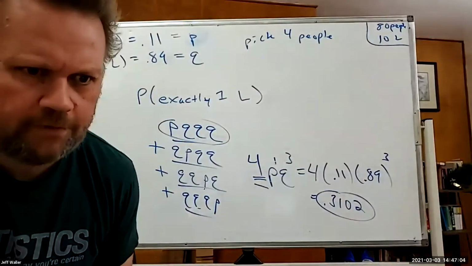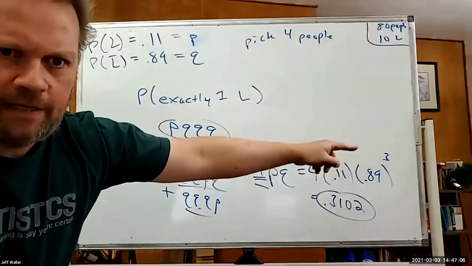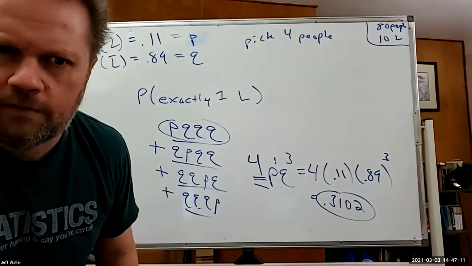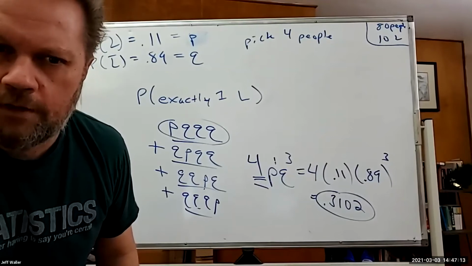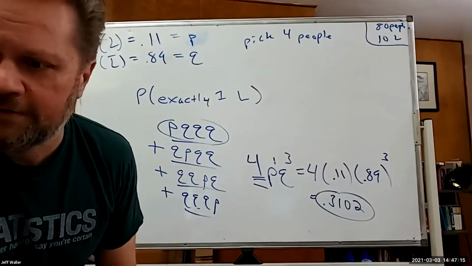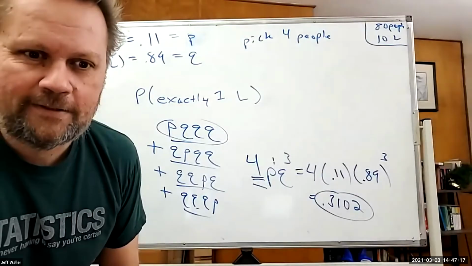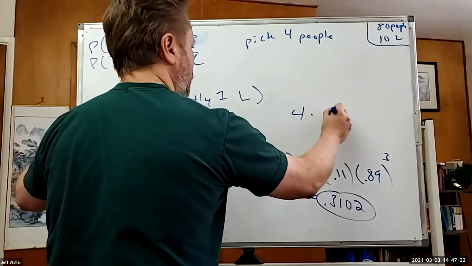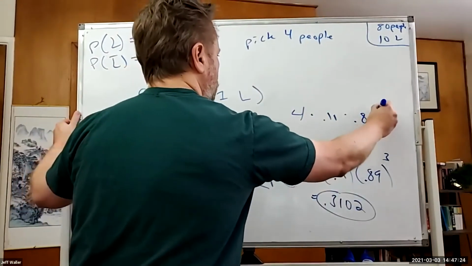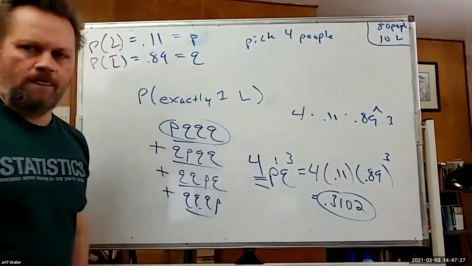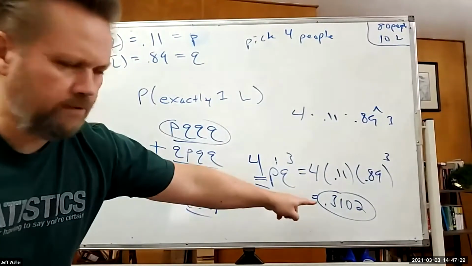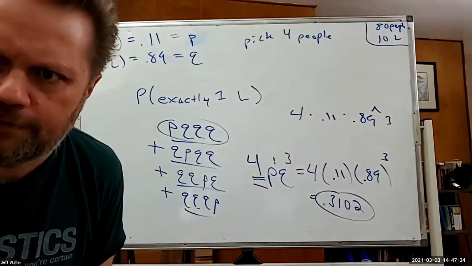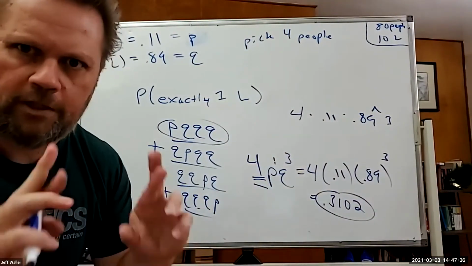You got close. 4 times 0.11 times 0.89 to the third power, right? The third power might have been inside the parentheses. Oh, that doesn't matter. I only put parentheses that denote time. So it'd be 4 times 0.11 times 0.89 to the third power. Does everybody get that answer? You get 310,186, blah, blah, whatever. So you round it to 0.3102. Okay. Let me know if you don't get it.